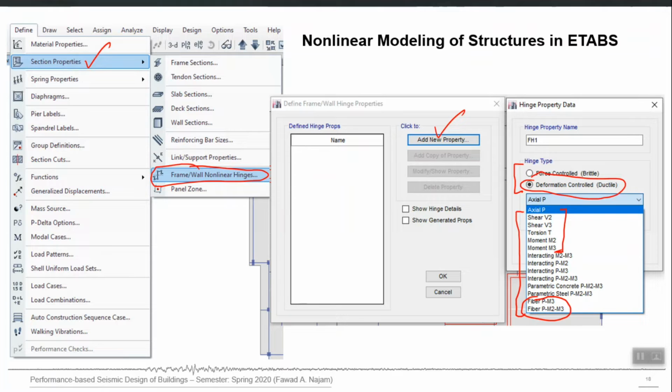If you go for, let's say, the axial P hinge, the first hinge, the program will ask you to define a P versus delta relationship, axial force versus axial shortening or elongation relationship, in positive and negative direction, and cyclic behavior also, everything. It will ask you to define that. And once you make such a hinge, obviously you can give this hinge some name. Once you define that relationship in the axial P hinge type, you can assign this particular hinge to any element, to any beam or a column.